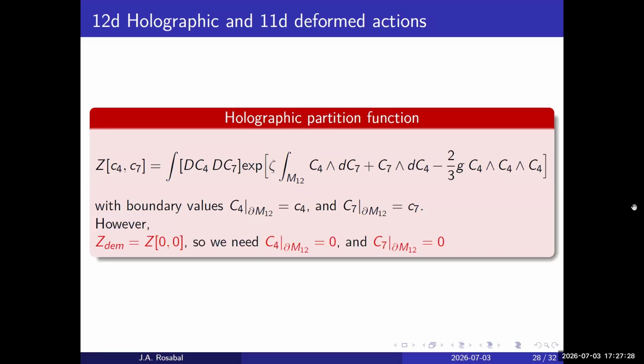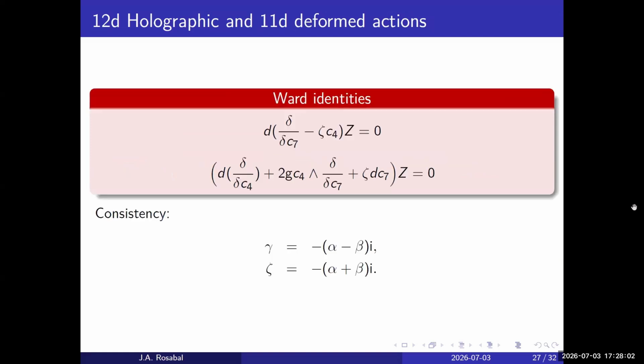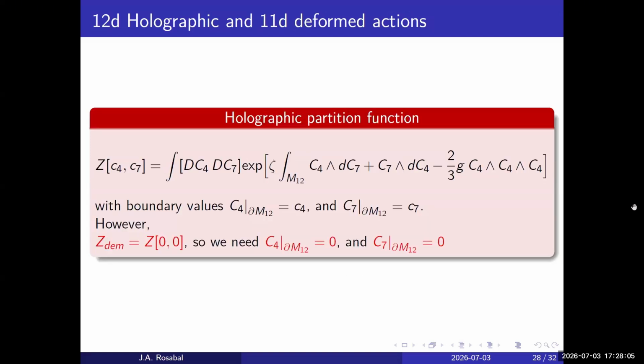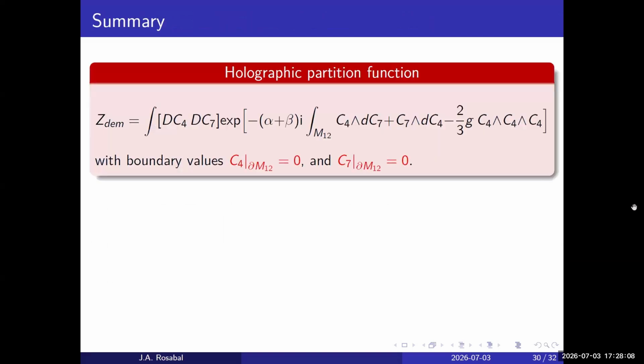So let me, I'm finishing. So now the calculation should be, I need to compute this partition function. I know for sure that this partition function computes the partition function of the democratic 11-dimensional supergravity. However, this partition function has these boundary values, but the democratic one that I want is with this boundary value. So if I compute this partition function with this boundary value, effectively I am computing the partition function of the democratic theory. And as I told you, this constant here is given by alpha plus beta.